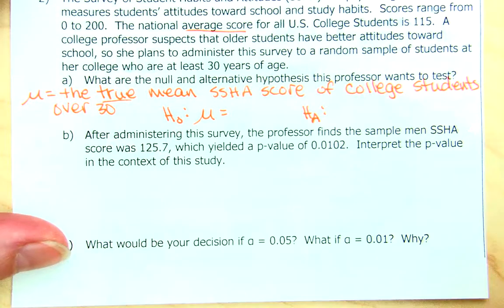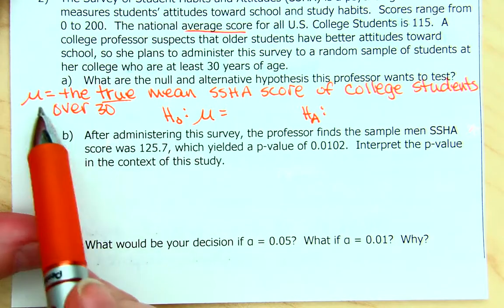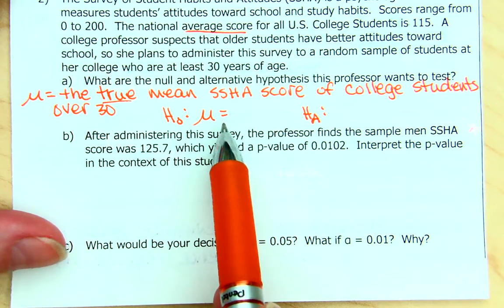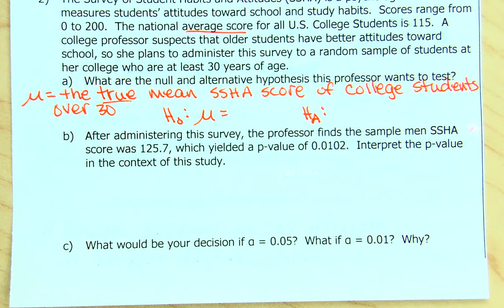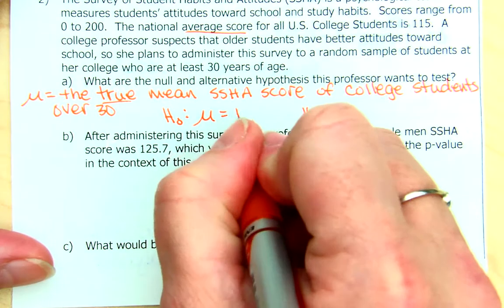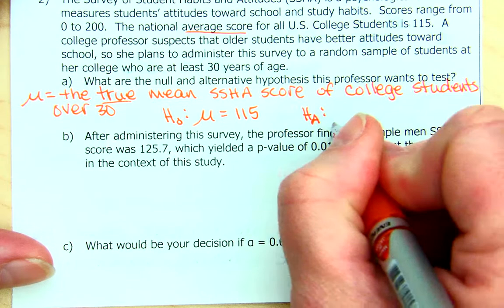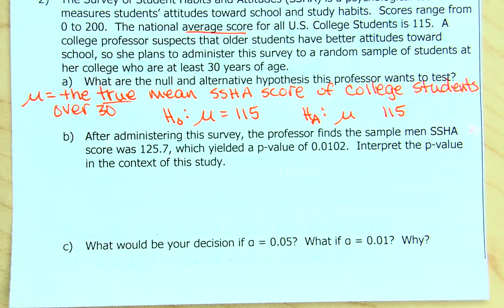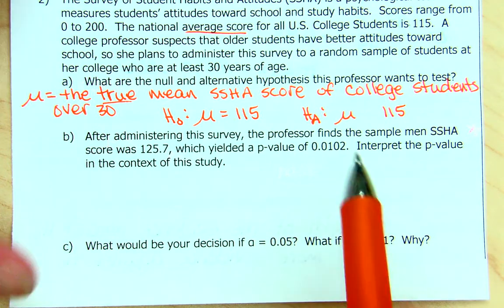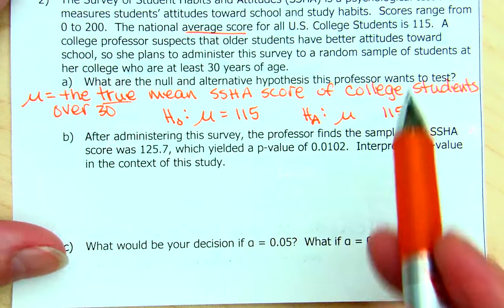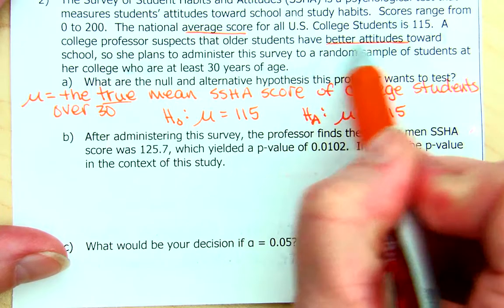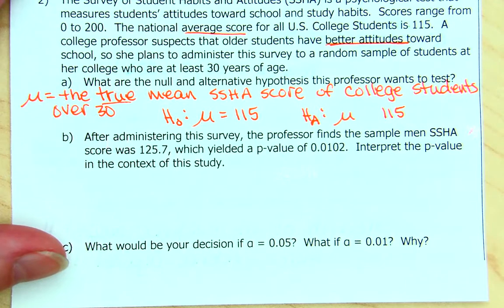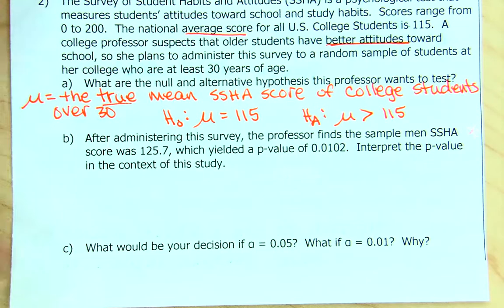Okay. So H0 is always the value equals. So what do we think is the true average? 115. Good. And then HA, we're still using mu and 115. Now we need an inequality. Right. Because we're going to say they think there are better attitudes, which means a higher score.